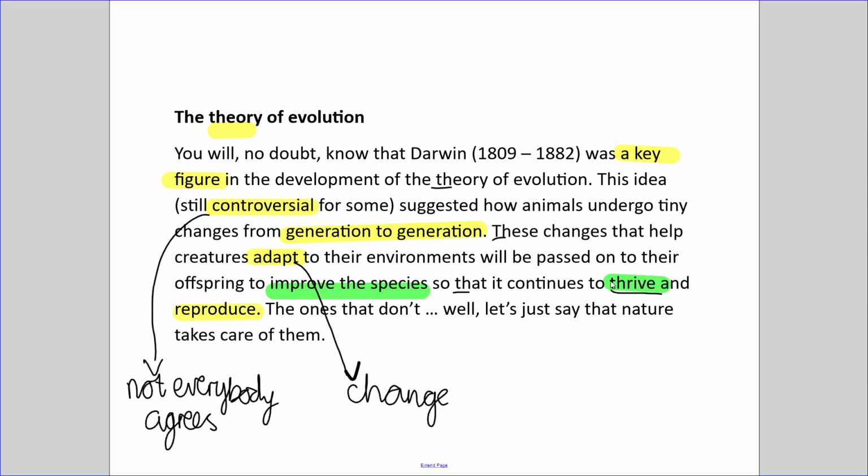So if they're thriving, what could I put in? It could be that they do really well, so that it continues to thrive and reproduce. Could be that they survive and reproduce. It could be, what do you think? Have a little think. What could go in there?